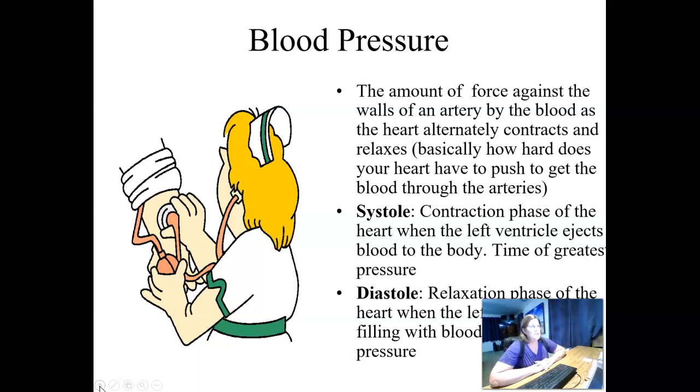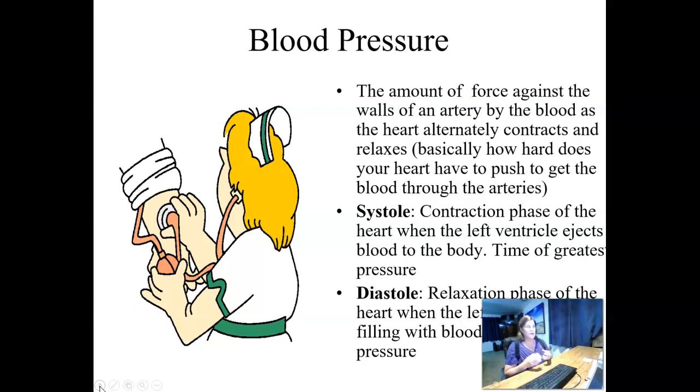Now, blood pressure is the amount of force against the walls of an artery by the blood as the heart contracts and relaxes. So basically it's telling us how hard our heart has to push to get blood everywhere through the arteries. There are two phases to our blood pressure, a systolic phase and a diastolic phase, because there are two phases to our heart. When our heart contracts, that is systole, the contraction phase of the heart.